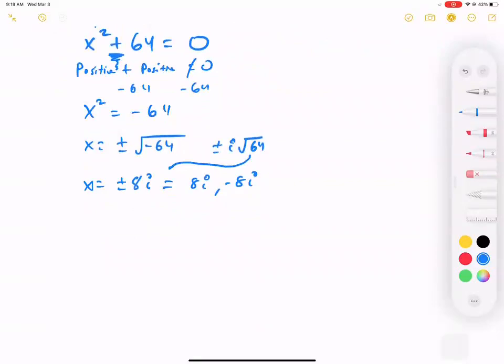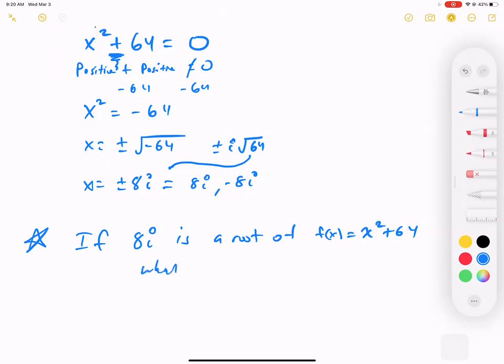Now, here is something I want to say. What if I told you 8i is a root of f of x equals x squared plus 64? Let's say I gave you this question: if 8i is a root of x squared plus 64, what are the roots of x squared plus 64?